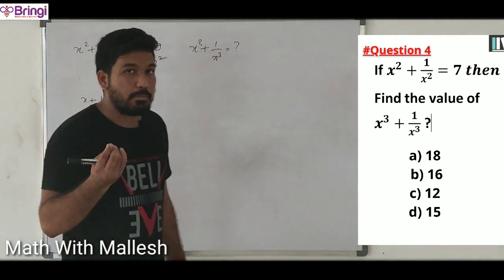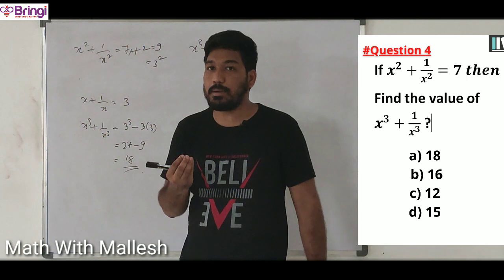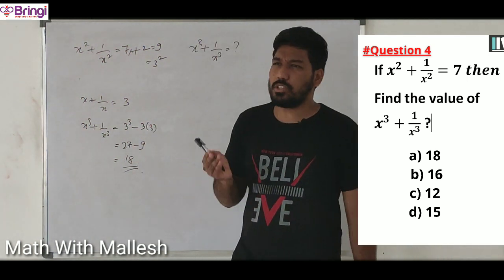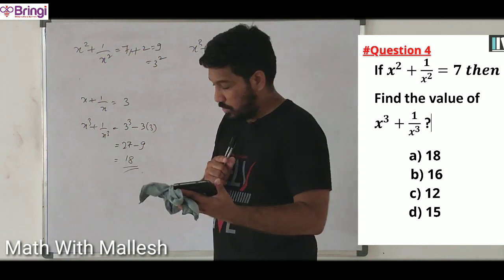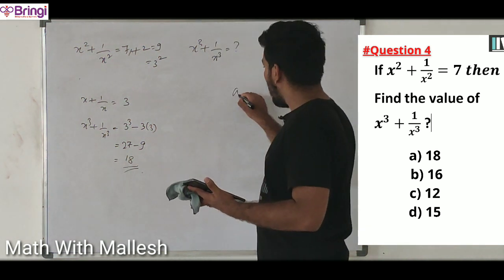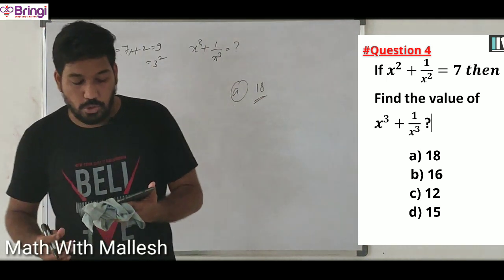See, it's just a matter of 30 seconds to explain, and if you are doing so much practice, it takes almost 5 to 6 seconds to put the answer in your final examination. So I would suggest you take option A, 18. So moving on to question number 5.